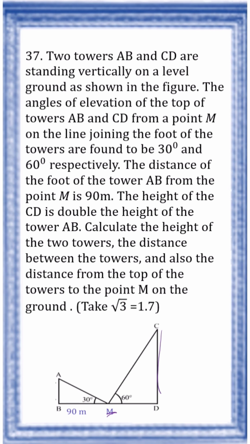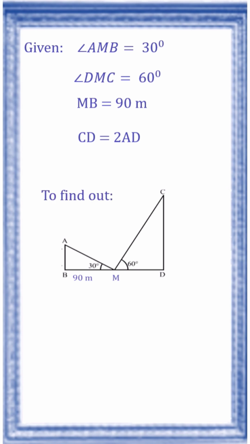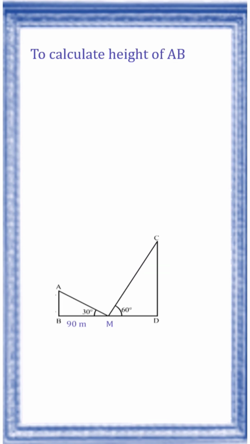So now we are given that angle AMB is 30 degree, angle DMC is 60 degree, MB is 90 meter, CD is 2AB. To find out AB, how much? CD height of the towers, AM distance between the top of the tower AB to the point M. Similarly CM distance between the top of the tower CD to the point M.